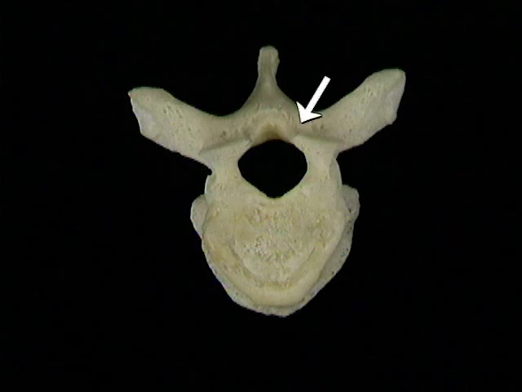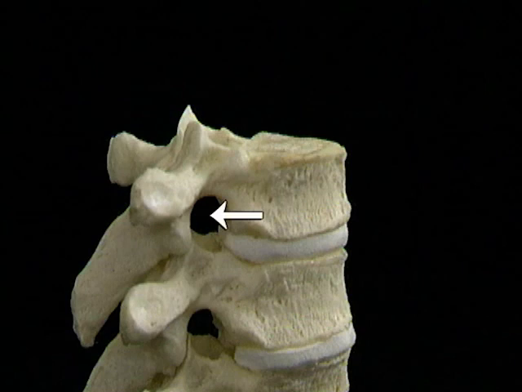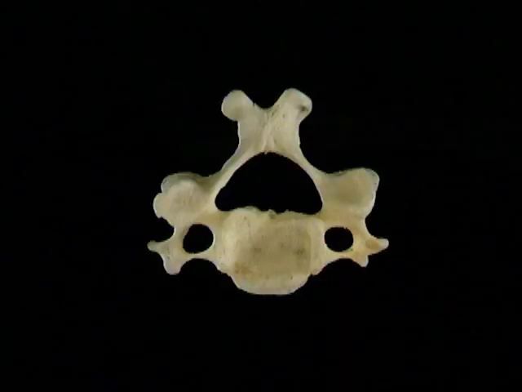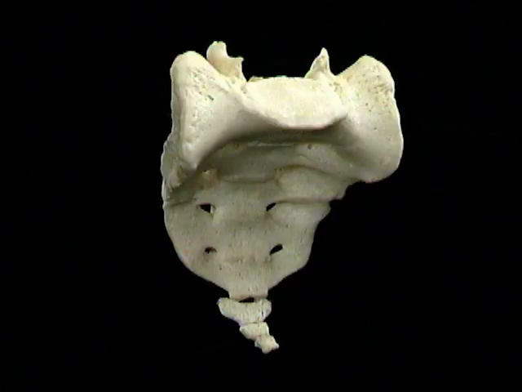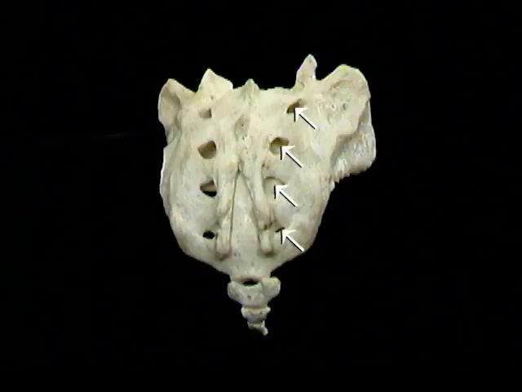the lamina, the transverse processes, the spinous process, the articular processes, and the intervertebral foramen. In the cervical vertebra, here's the anterior tubercle and the posterior tubercle of the transverse process, and here's the transverse foramen. Here's the sacrum, the coccyx, pelvic sacral foramina, the dorsal sacral foramina, and the sacral hiatus.